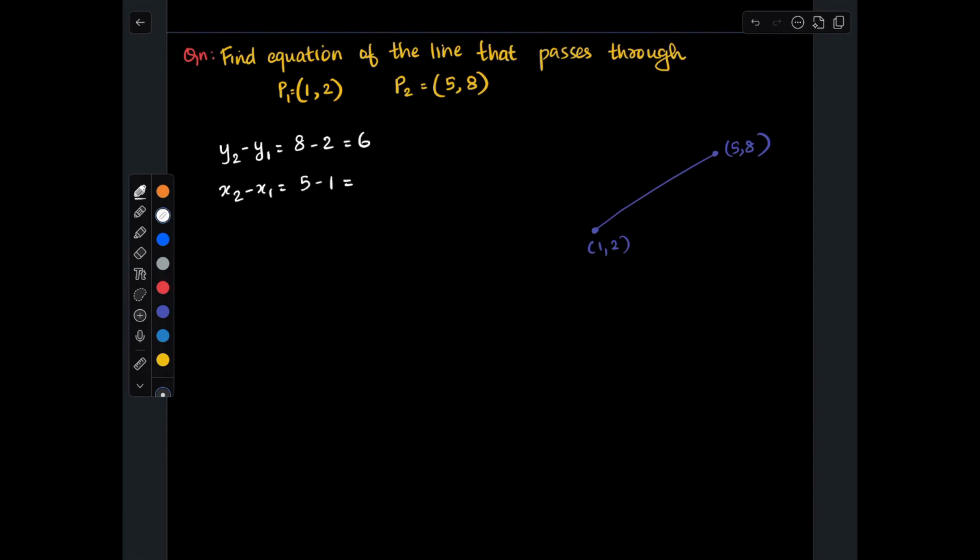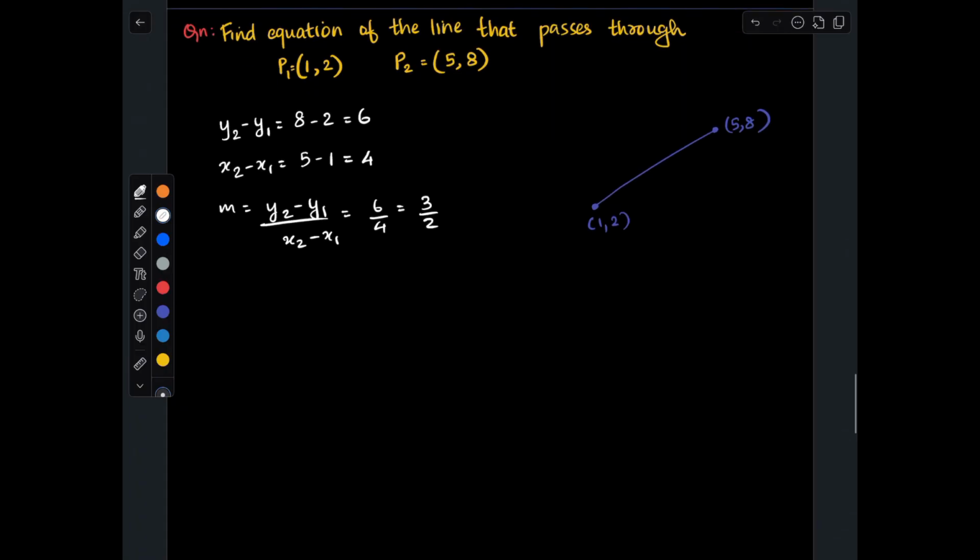The slope is the ratio between the difference in y-coordinate to the difference in x-coordinate. So the slope is 6 divided by 4, which is the same as 3 over 2. Now, to get the equation of a line, we pick one of the given points. So in this case, let's just pick (1, 2). So the equation is y minus 2 equals 3 over 2 times x minus 1. Simplifying this equation, we get y equals 3 by 2 x plus 1 by 2.